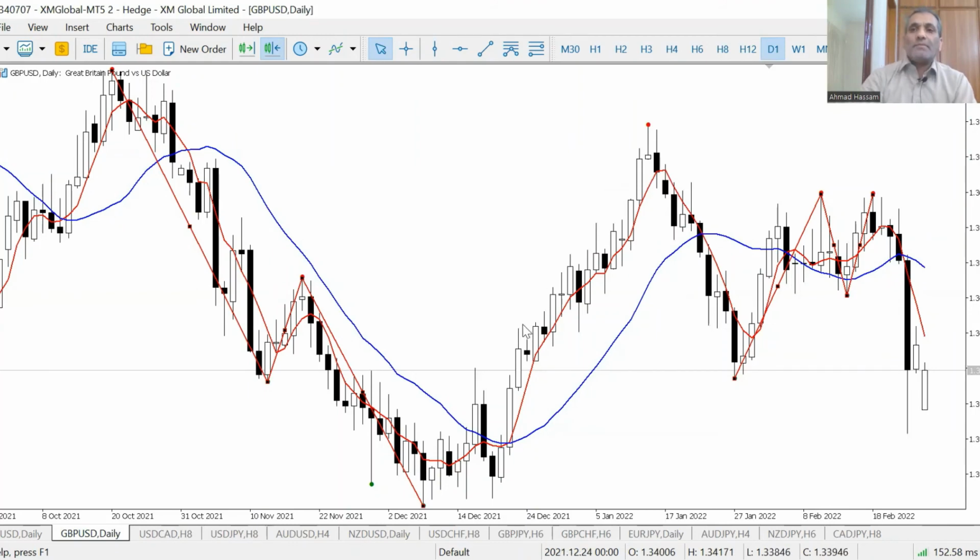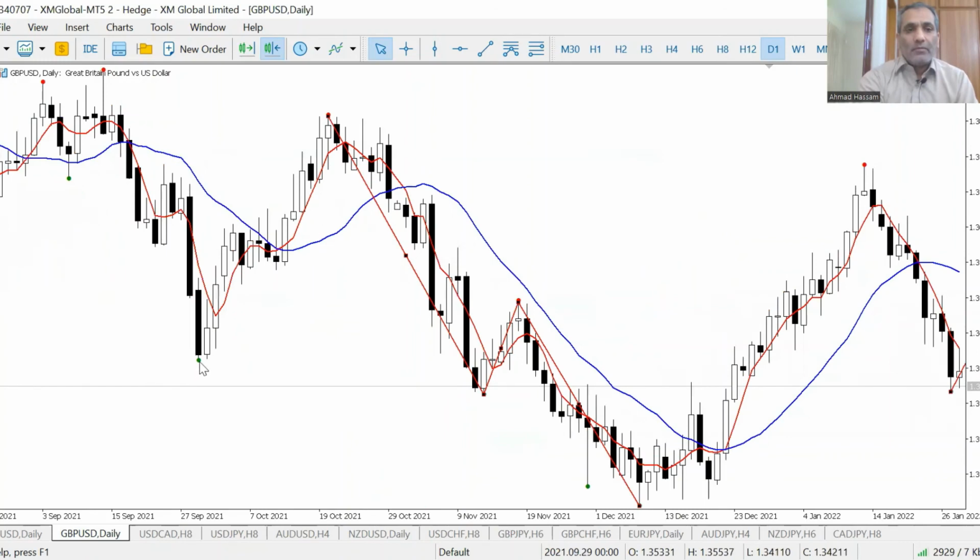So you master this ABCD pattern. I provide the link to the peaks and valleys indicator. It will plot these red and green dots. Red is the peak and green is the valley.